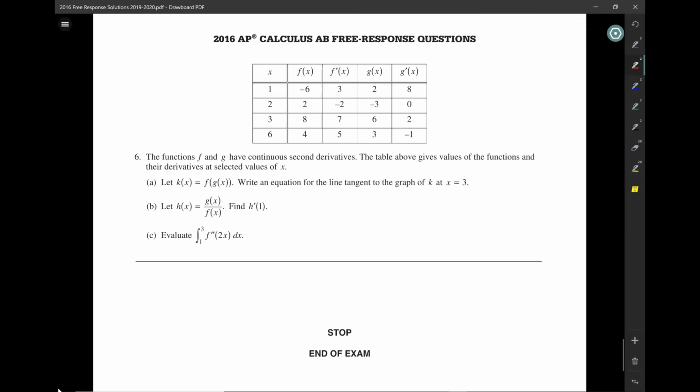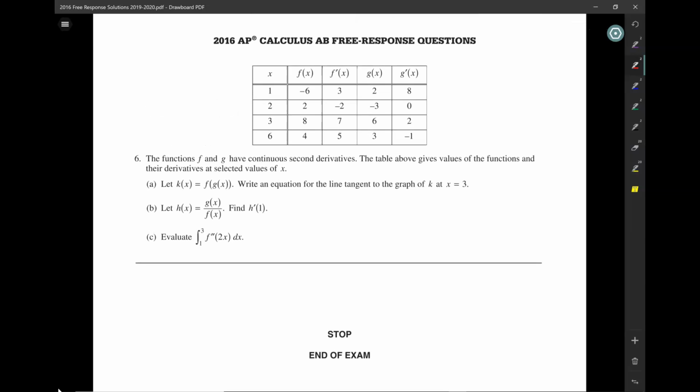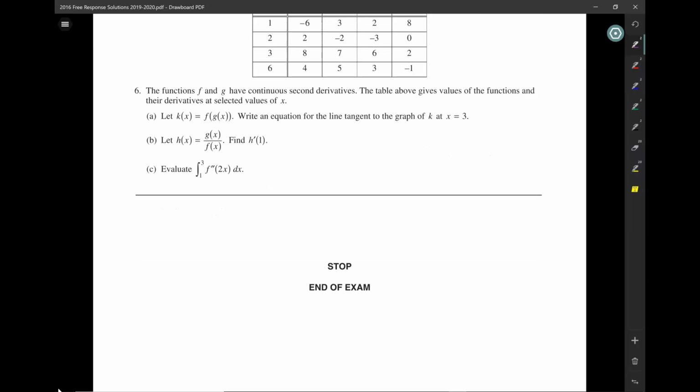All right. Look at this. This is becoming a theme, right? The functions f and g have continuous second derivatives. Perfect. The table above gives values of the functions and the derivatives at selected values of x. K is f of g of x, major chain rule happening here. Write an equation for the line tangent to the graph at x equals 3. Again, equation for the tangent, we need a slope and a point, okay?